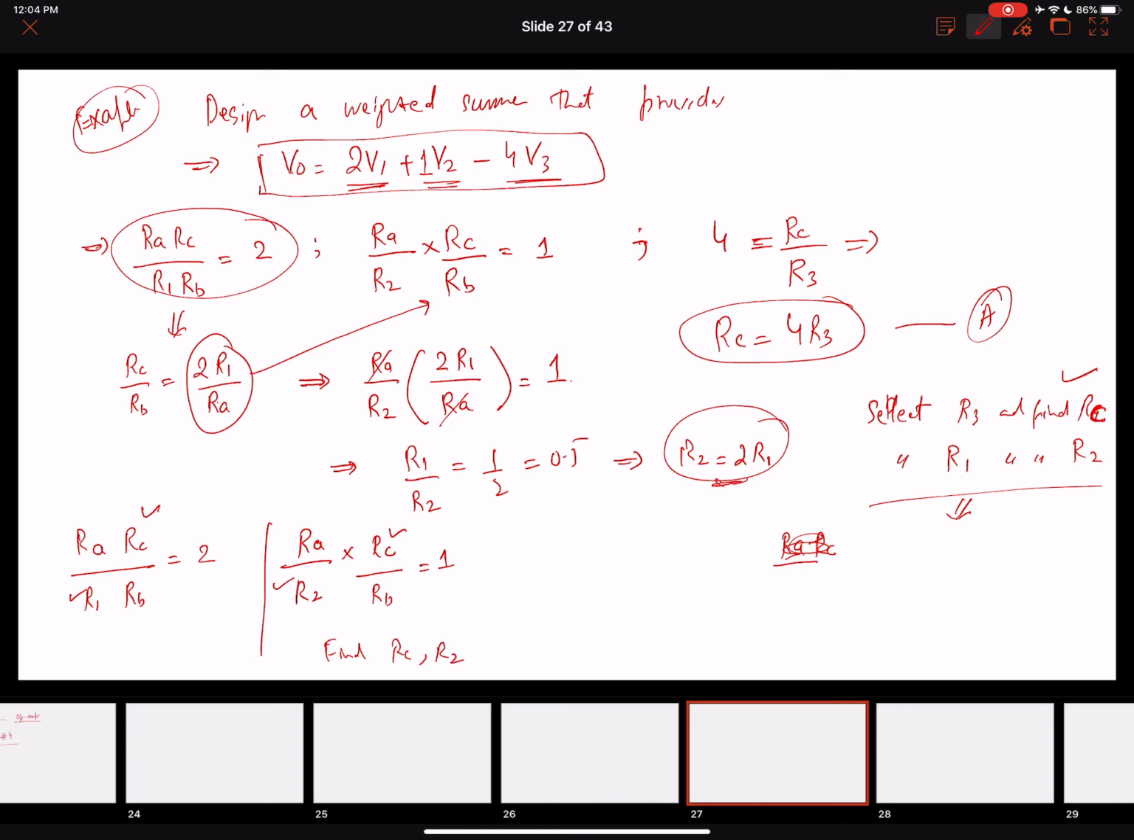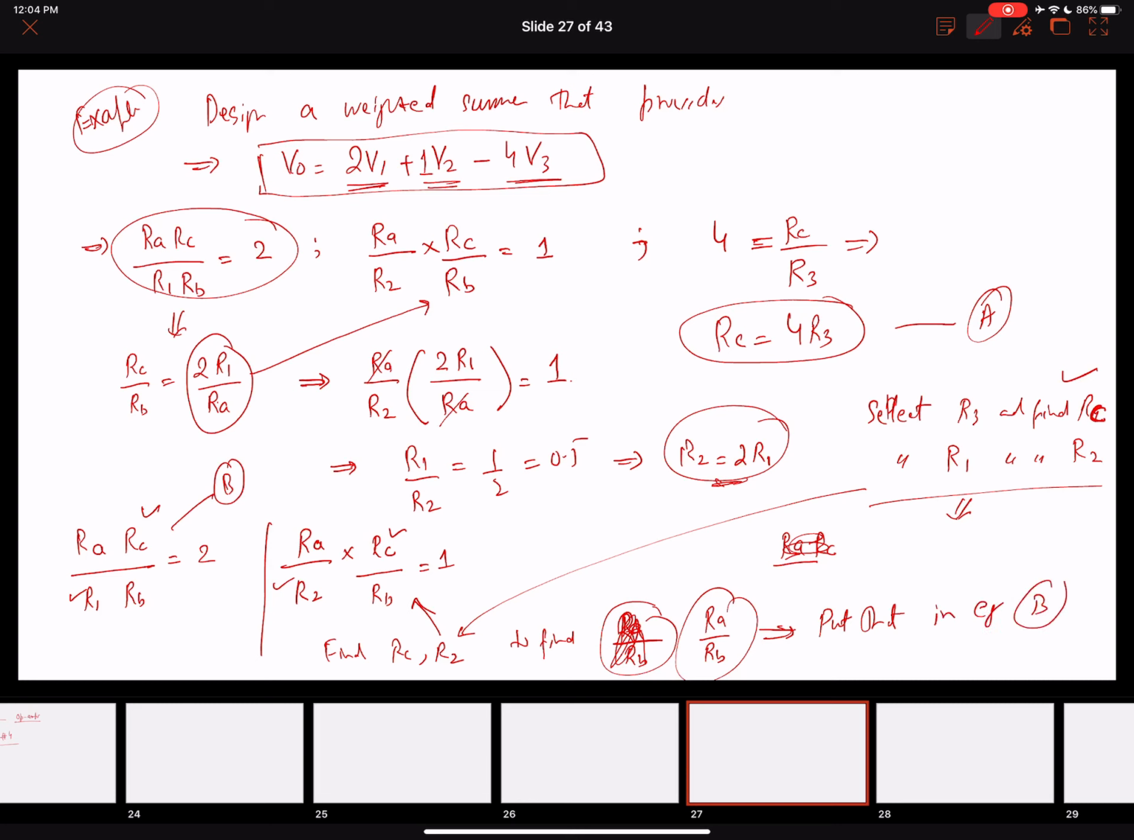Find RC and R2 from here and put them down over here to find the RA over RB ratio. I'm going to call this equation B. Find the RA over RB ratio and then put that in equation B to find RA and RB values. So this can be easily found, right?